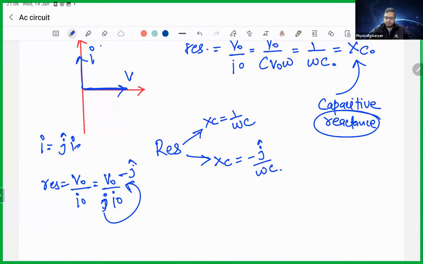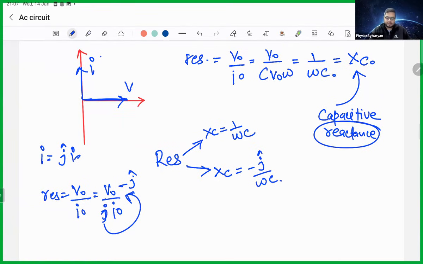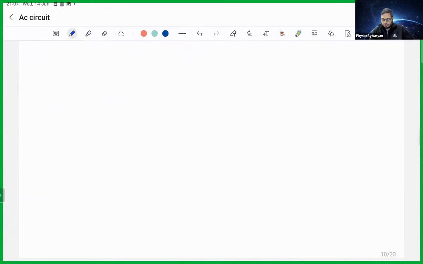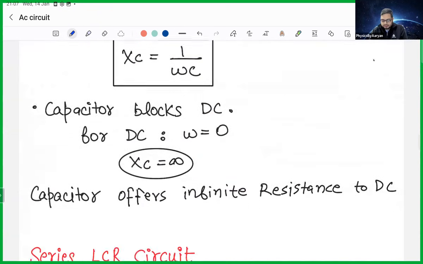If you need only magnitudes, then this is your resistance, and if you also need the phase, then you should use minus j by omega C. So this is your diagram, and if I have to draw the omega C, then this will be your omega C. All clear? Yes, up to here.